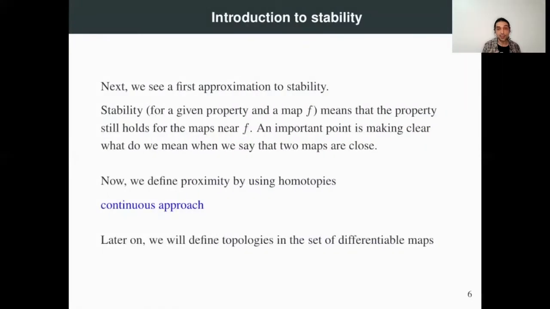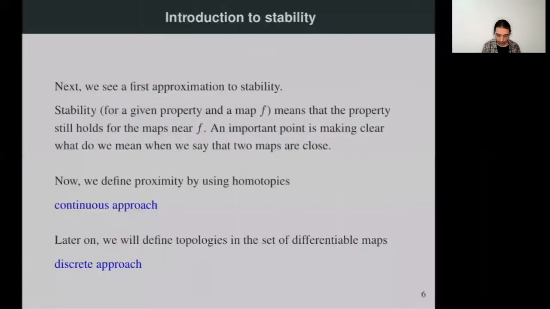And there is another approach, as I was remarking, and it is that we can define topologies in the set of differentiable maps. And that's the discrete approach that we are going to see later on. For the moment, we are going to focus on the approach using homotopies.